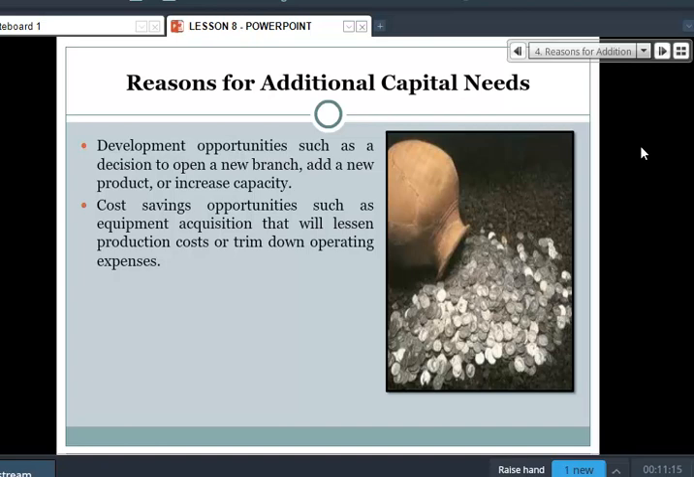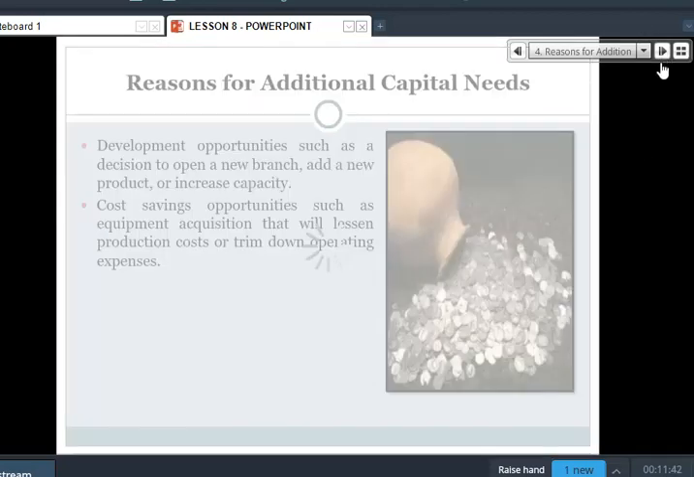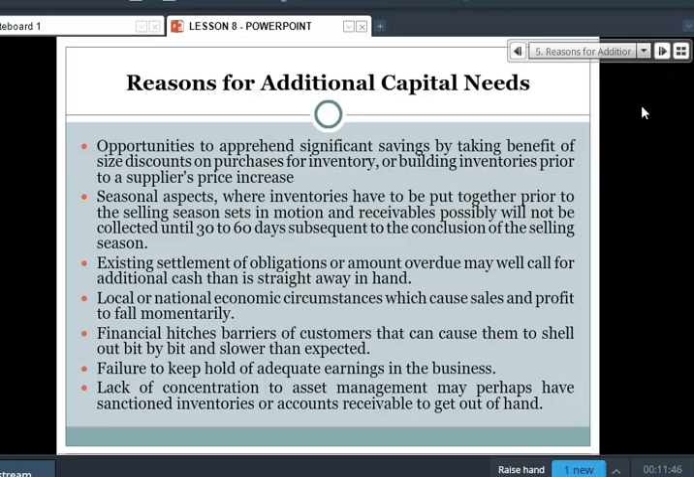Reasons for additional capital needs. Development opportunities, such as a decision to open a new branch, add a new product, or increase capacity. Another reason is cost-saving opportunities, such as equipment acquisition that will lessen production cost or trim down operating expenses. Also, opportunities to capture significant savings by taking advantage of size discounts on inventory purchases, or building inventories prior to a supplier's price increase.